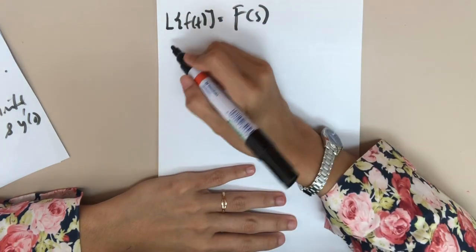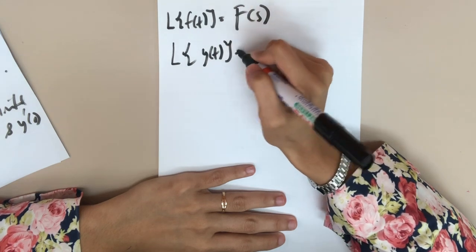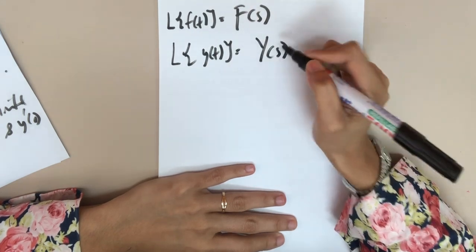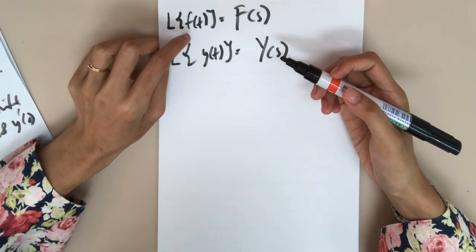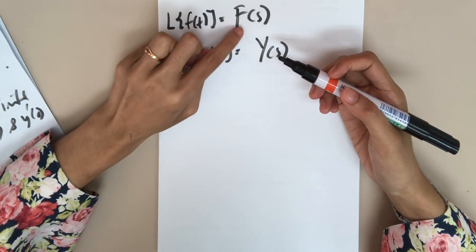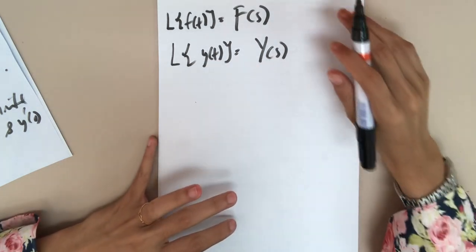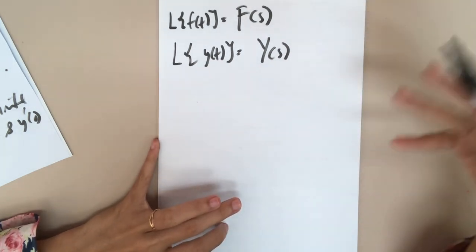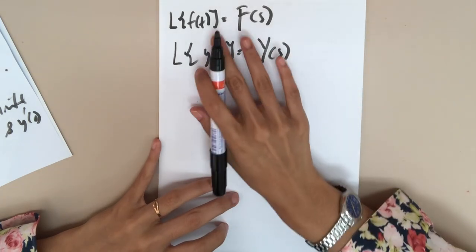Maybe sometimes it gives you in terms of y(t), so it means that it is equal to Y(s). You just change the variable. If here is f, this is capital F. If here is y, so this here is capital Y. So it doesn't affect anything. You just change the variable; it depends on the question given. Okay, so this is the Laplace transform.